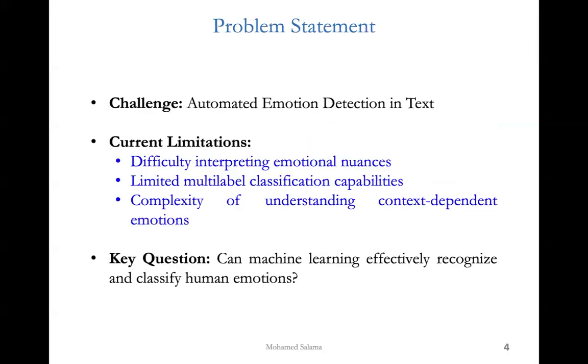Moving onward to the problem statement, I confronted the intricate challenge of automated emotion detection in text, addressing the complexity of human emotional expression. Machine learning approaches struggle with three critical limitations: subtle emotional language nuances, inability to classify multiple emotional states simultaneously, and last, difficulty interpreting context dependent emotions.